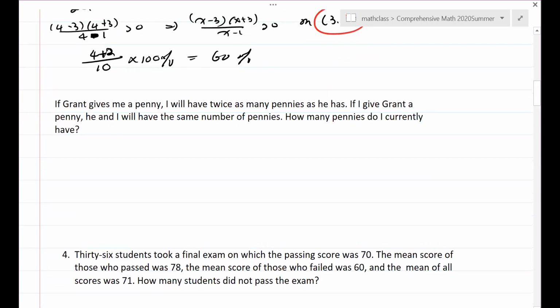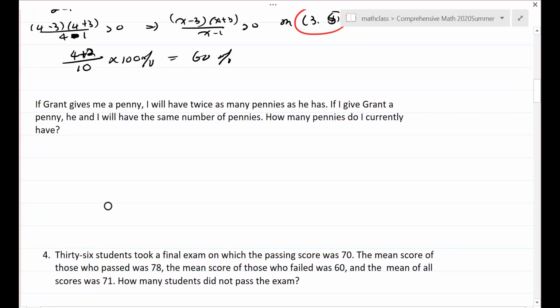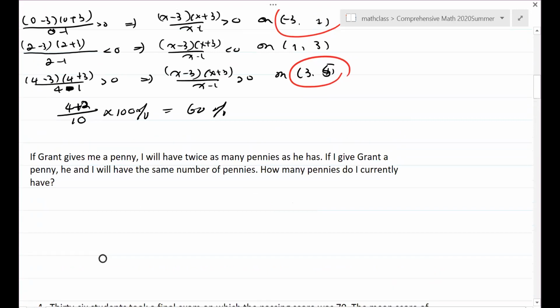If Grant gives me a penny, I will have twice as many pennies as he has. But if I give Grant a penny, he and I will have the same number of pennies. How many pennies do I currently have? So to solve this problem, you need to set up an equation. I wanted to solve the problem using equations.